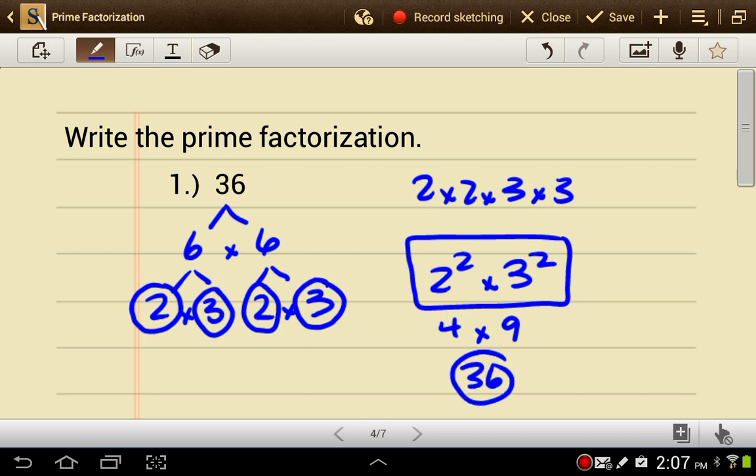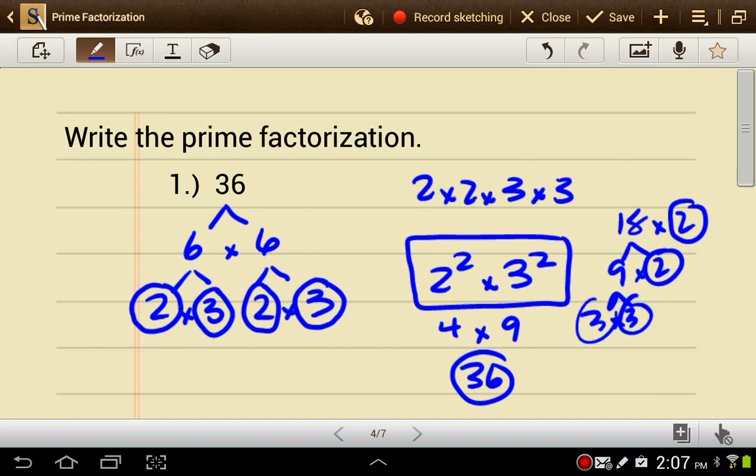Okay, and it doesn't matter what path you took. If I would have done 18 times 2, you don't have to write this one down if you don't want to. And then 2 circle 2, and then I did 9 times 2, and then 3 times 3. Look at what I have here. 2 times 2 times 3 times 3, or 2 squared times 3 squared. Doesn't matter which set you take, you will get there.